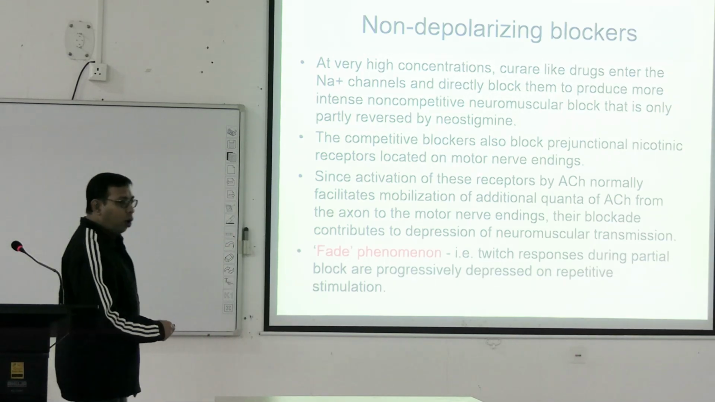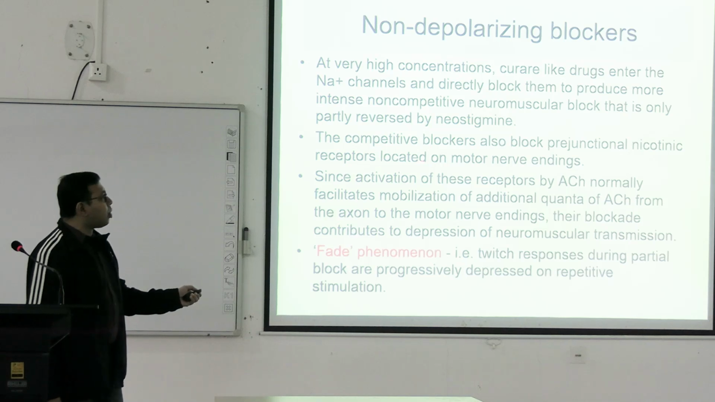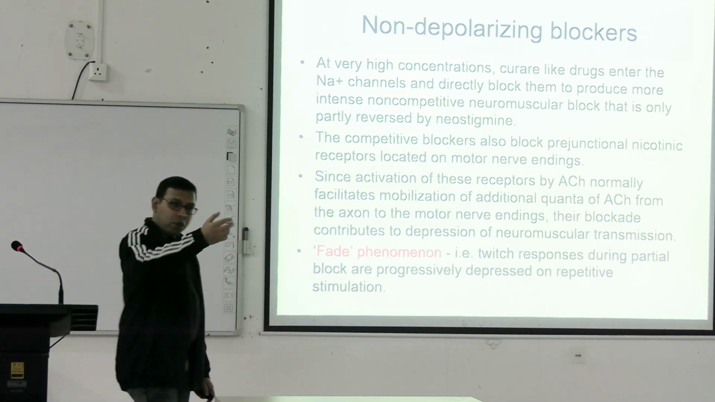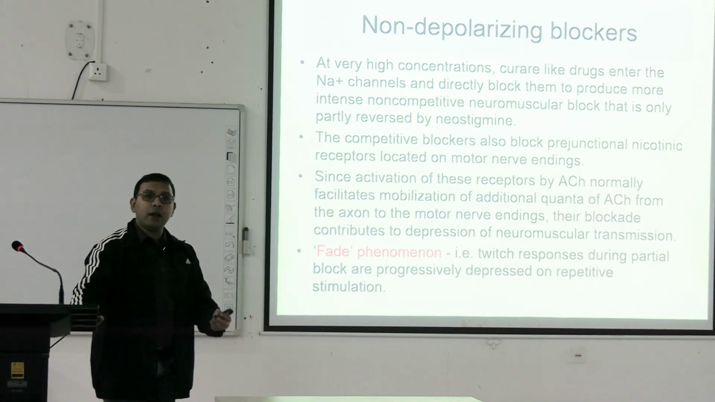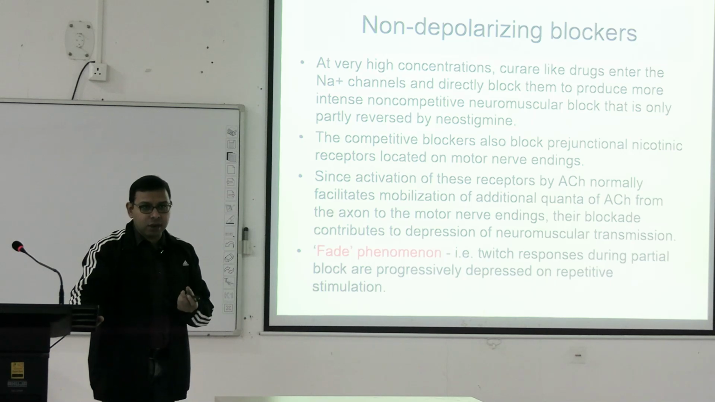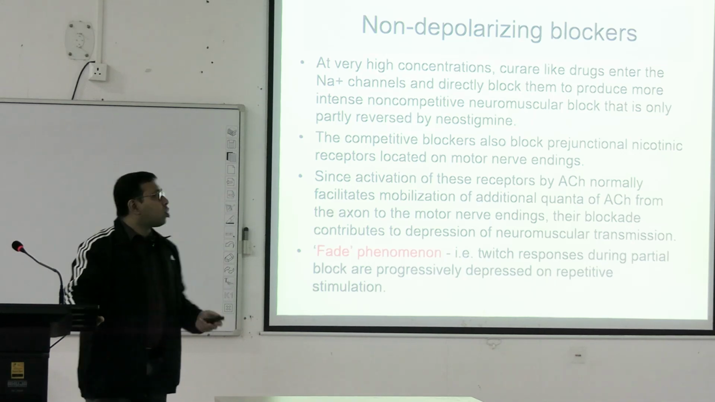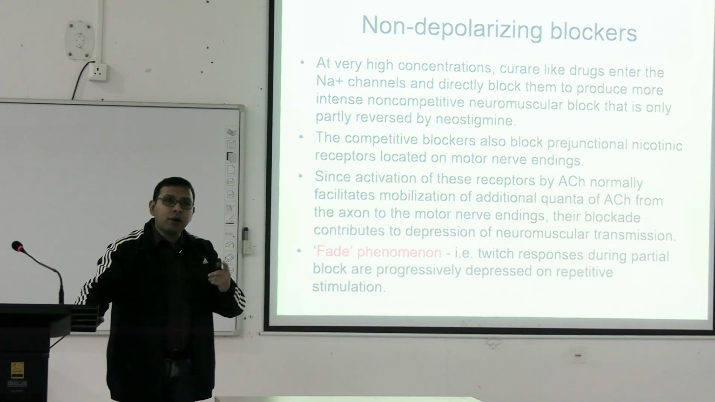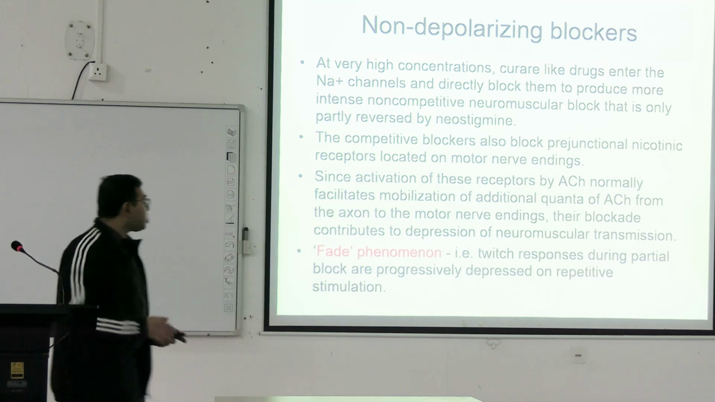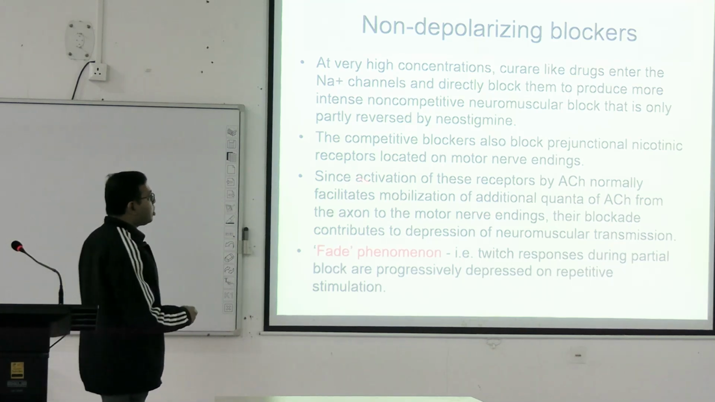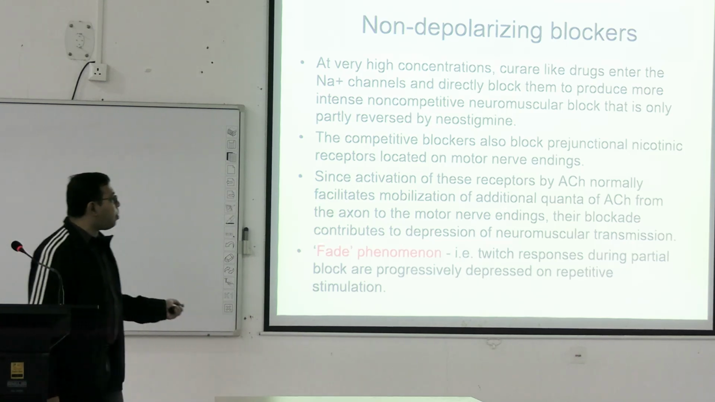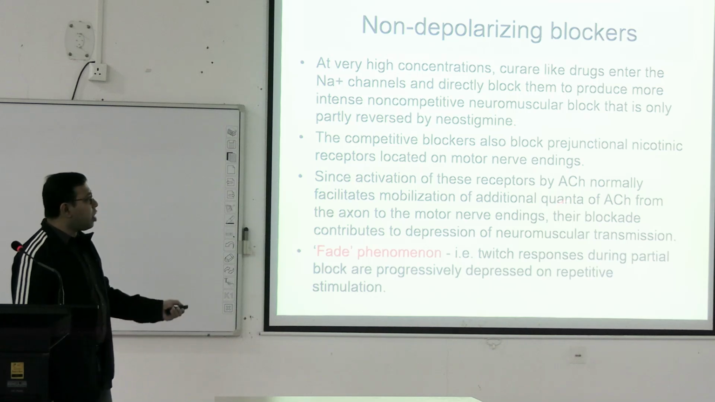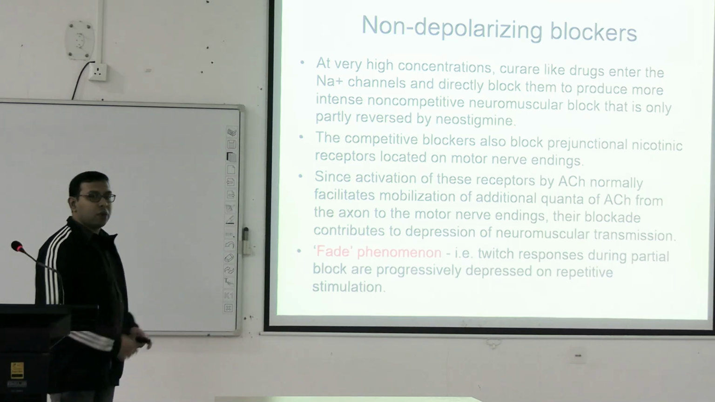These competitive blockers also block some pre-junctional nicotinic receptors located on motor nerve endings. When the muscle action potential happens, these pre-junctional receptors are also activated so that more quanta of acetylcholine are released. These agents also block these pre-junctional receptors so that acetylcholine release is decreased. Activation of these receptors by acetylcholine normally facilitates mobilization of additional acetylcholine from the axon to the motor nerve endings, and their blockade contributes to depression of neuromuscular transmission.